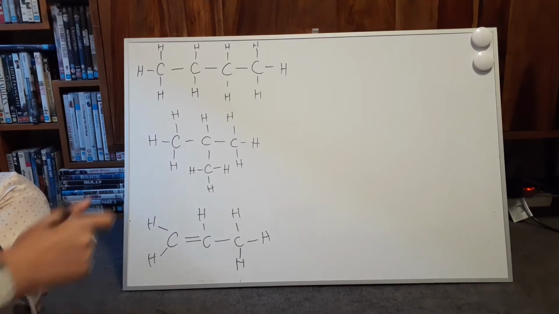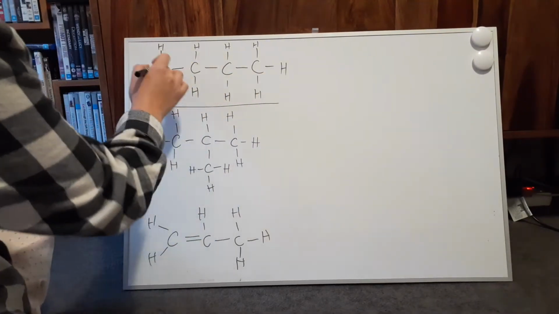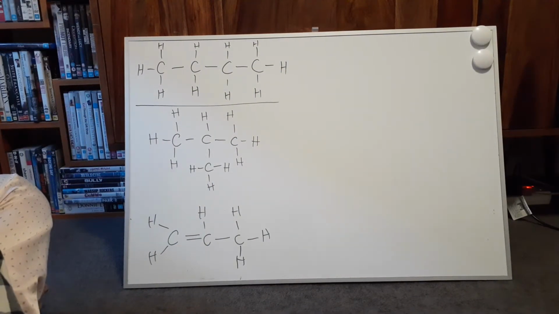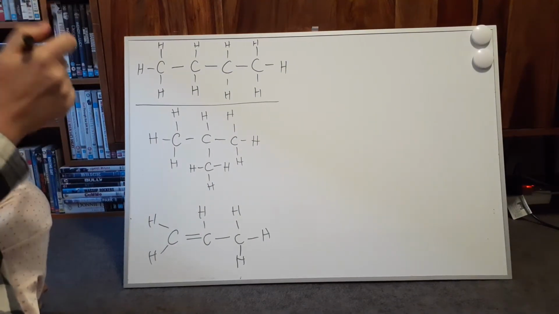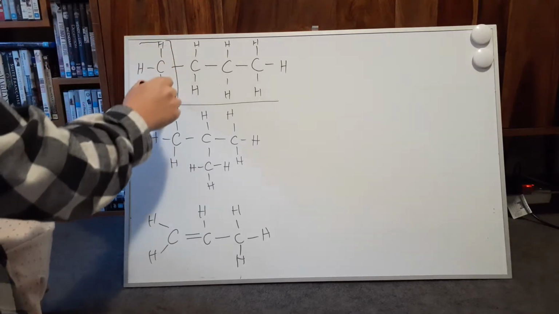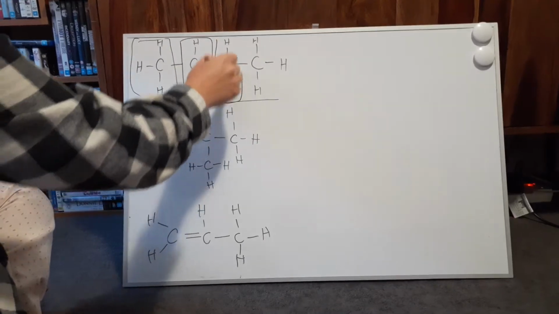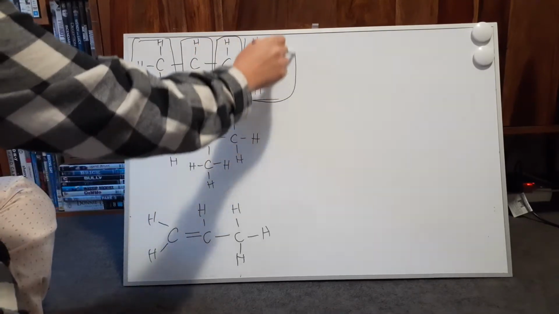So when I have a molecule like this, this is butane, it's got 4 carbons in a row. How I look or think about this condensed structural formula is based on what's happening with each carbon. So I'm going to break this up into the groups around the carbon.